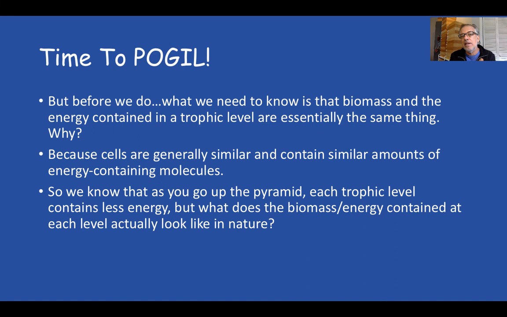So now what we know is that as you go up the pyramid, each trophic level contains less energy or less biomass. But what exactly is that relationship from level to level? What does it actually look like? So now it's time for you to Pogo.